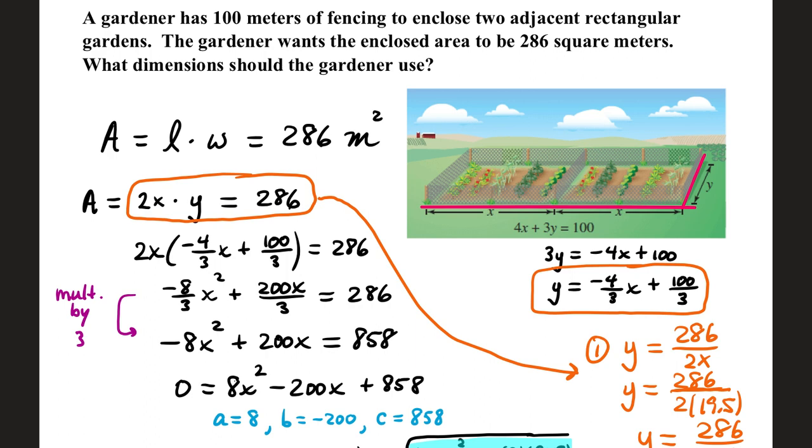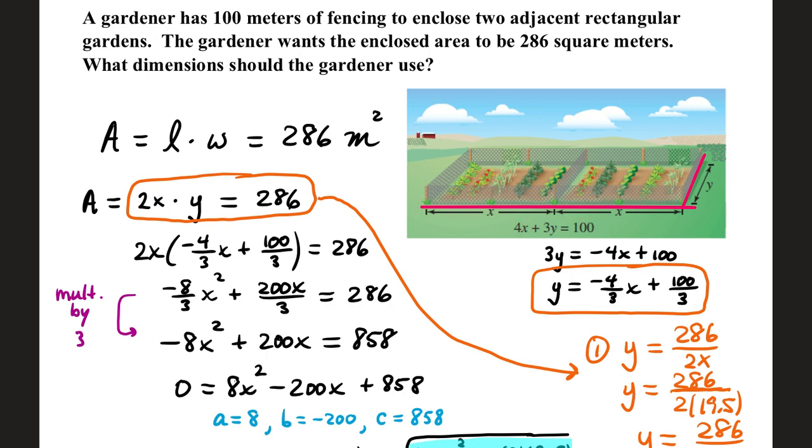Now, from our layout, we have 2 X's across the front and a Y down the side. As far as fencing goes, you can tell that there are 1, 2, 3, 4 parts that have X and a total of 3 parts that are Y. So this equation given in the diagram is for the fencing. 4 X's total, front and back, plus 3 Y's total, left, center, and right, will take up the 100 meters of fencing. Let's solve this for Y.